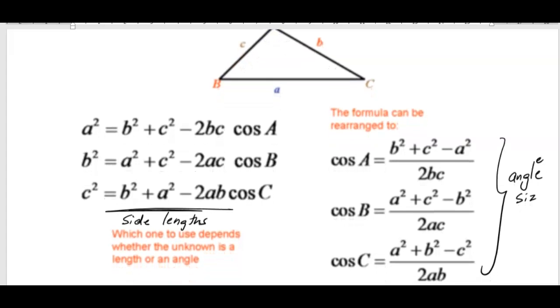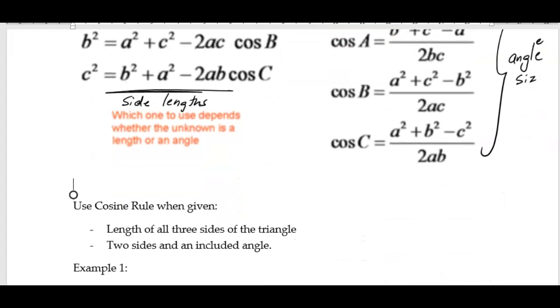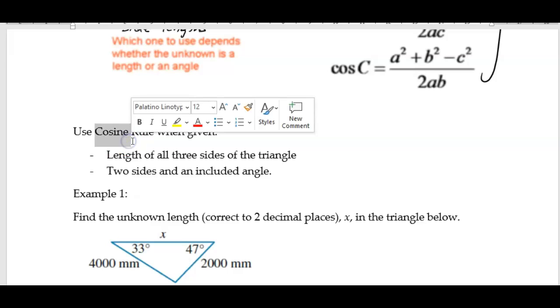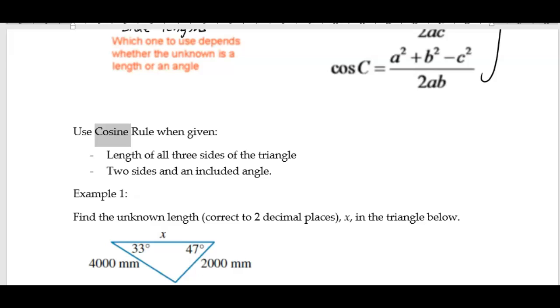Now, like we did with the sine rule, we're going to talk about when we are going to use the cosine rule. The cosine rule comes into place when we have the length of all three sides, or when we have two sides and an included angle. Included angle refers to the angle in between the two sides.